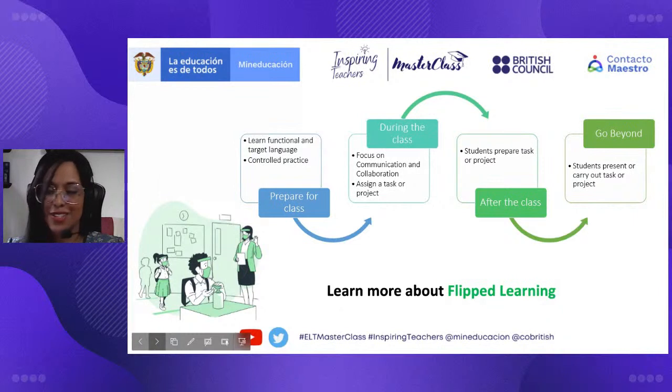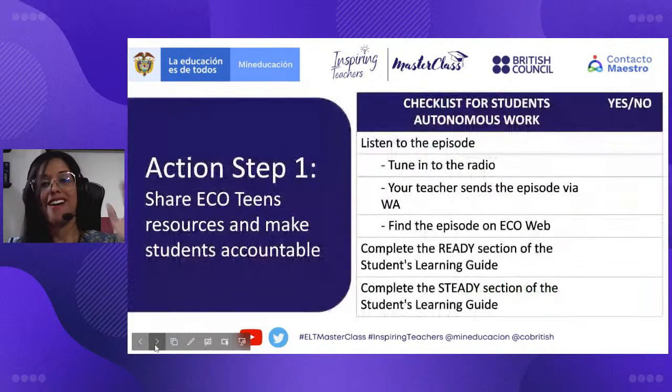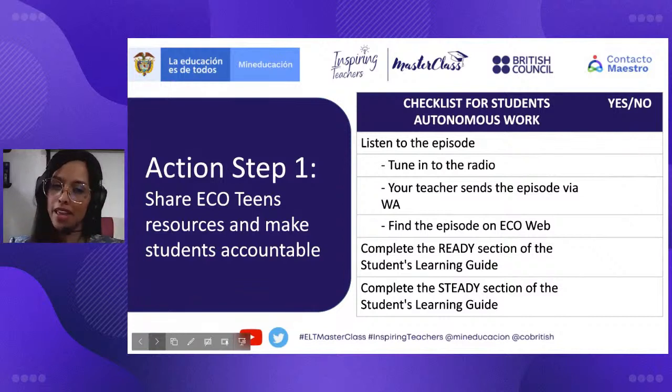Now, let's go into our action steps. So our action step 1. In our action step 1, the idea is that we're going to share Echo Teens resources with our students, but we're also going to make them accountable.